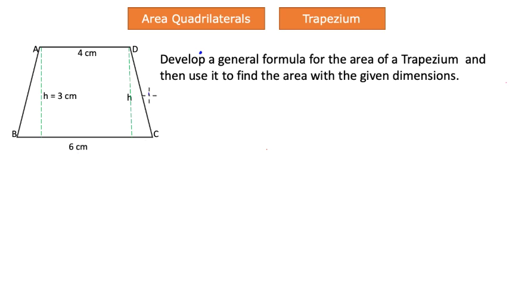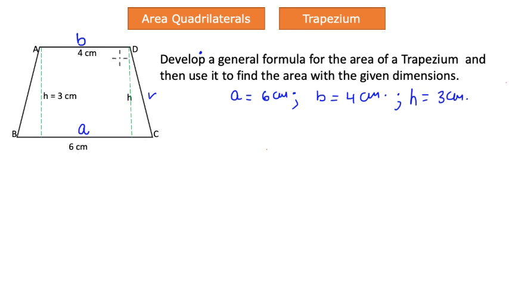We are not given the dimensions of the non-parallel sides, but we are given the height between these two parallel sides. First, let us develop the formula in general. The very first thing I'll do is assign names to each line segment. Line segment BC is called A, and A is equal to 6 centimeters. Likewise, line segment AD is B, so B is 4 centimeters. And we already have the height between these two lines, so H is 3 centimeters.